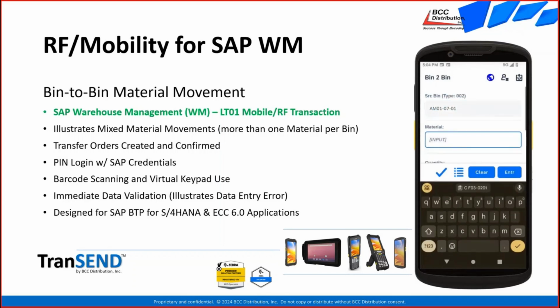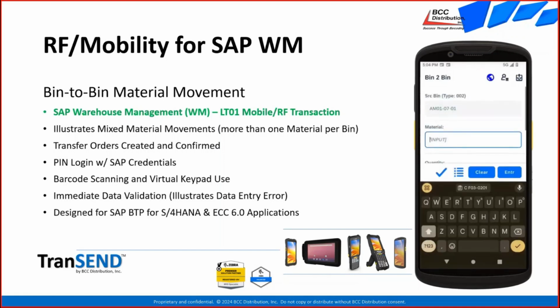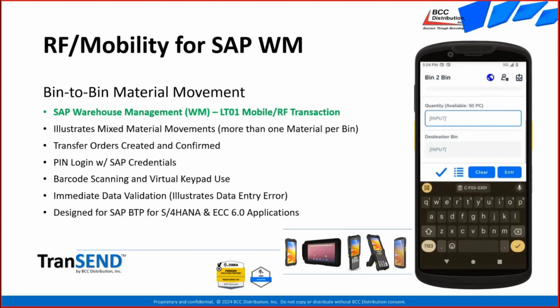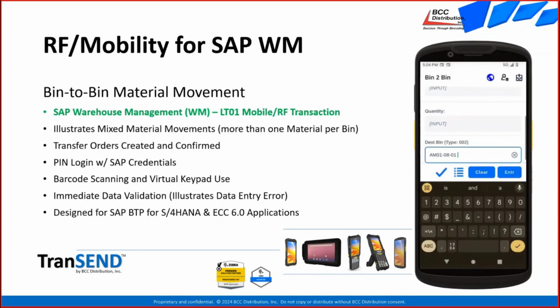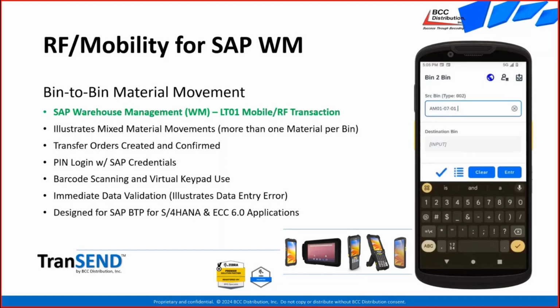I'll talk about that more in a slide that's coming up. But we scan or enter our source bin, we scan or enter the material, and then we enter the quantity of materials that we're moving. In this case, it's very unique. This is a bin that has multiple materials in the bin, so we can actually have this transaction allow us to physically move materials and match that up with the actual system update for the materials that we're moving. So you can see we entered the quantity, the materials, a transfer order was created and confirmed.